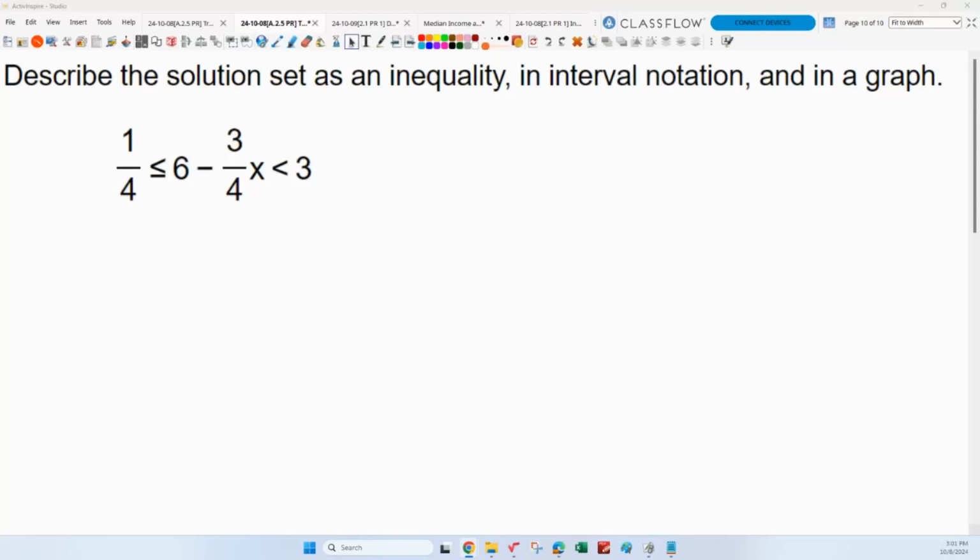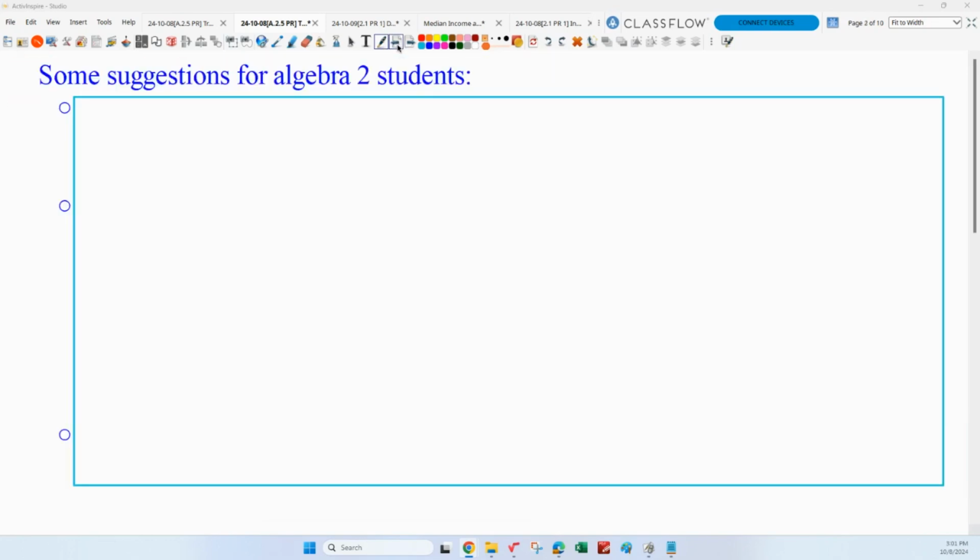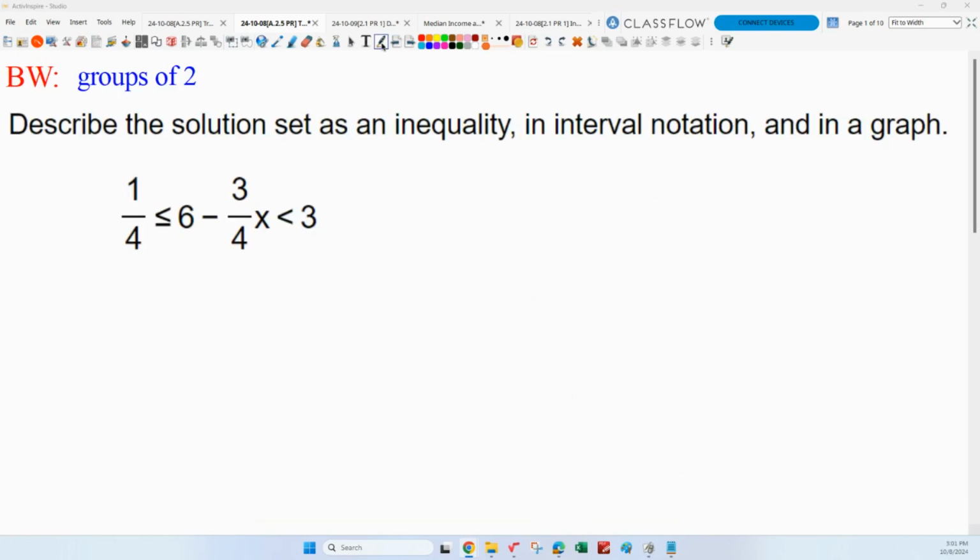Okay, as I said, people did a good job. First thing they did was clear fractions, which is correct. So we distributed a 4 all the way through.